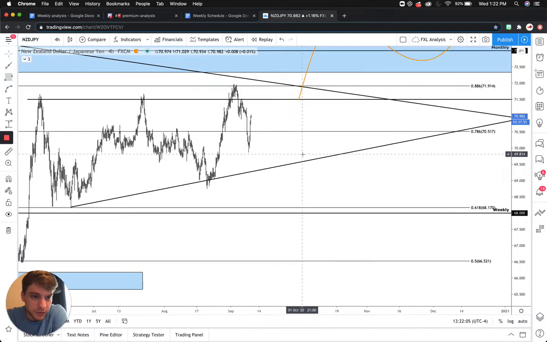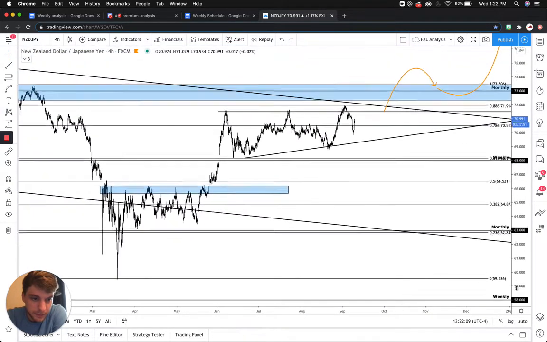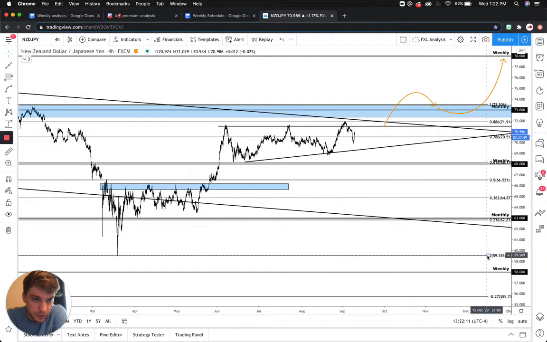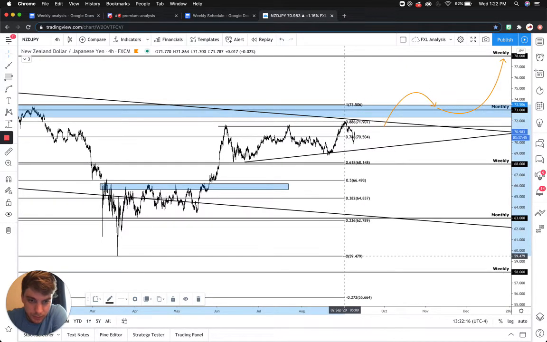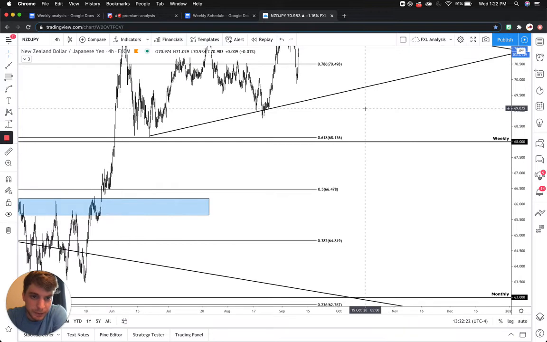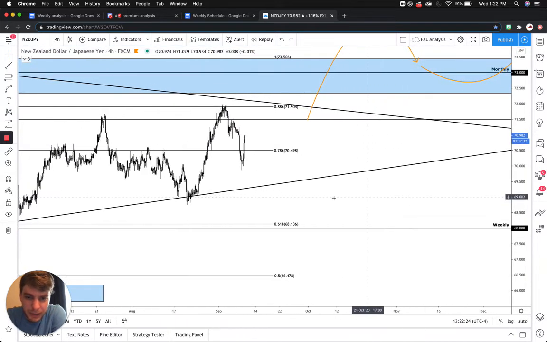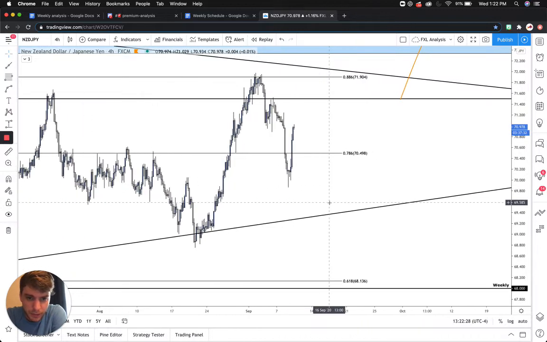I do want to bring these fibs over just so we can see them a little better. Give me 1 second. Bring these fibs over like so. Okay, now we can expand this. Get a closer look at this triangle pattern. This is a pretty big pattern, actually. Okay, so here we are.